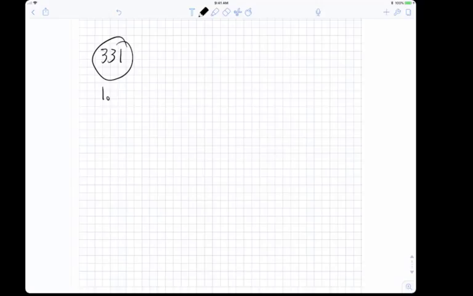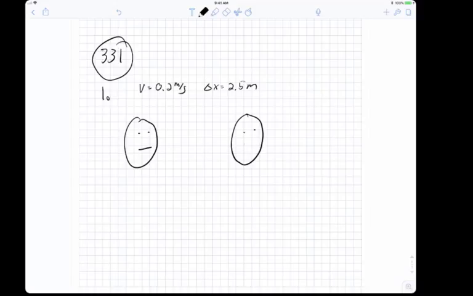Question 1. During etiquette class, you walk slowly and steadily at, no, 0.2 meters per second, 20 centimeters per second, for delta x equal to 2.5 meters with a book on top of your head. So here's your head. Here's the book.